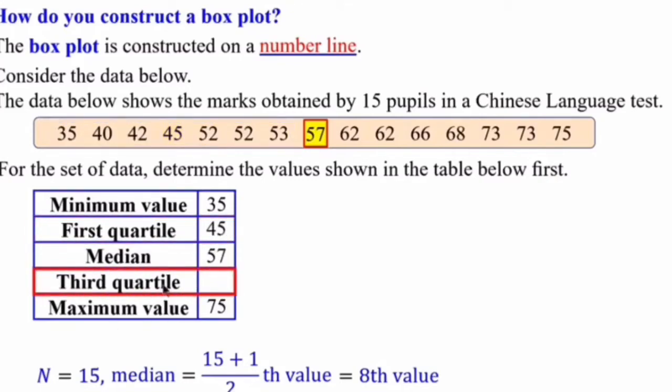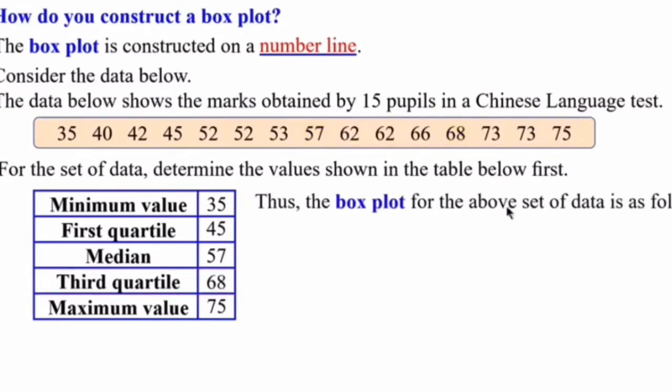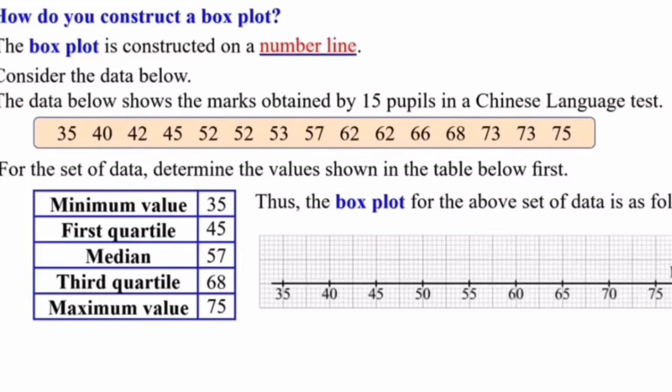Followed by, we will determine the third quartile. In the blue box, we find the data to the right of the median. The middle one is 68, so the third quartile is 68. Thus, the box plot for the above data is as follows.